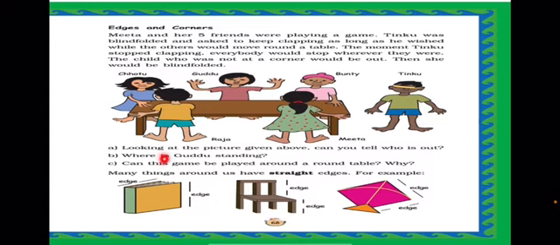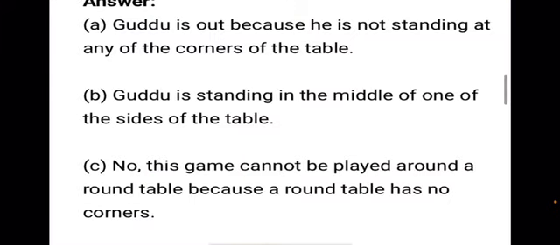So looking at the picture given below, can you tell who is out? Yes, Guddu is out. Where is Guddu standing? Guddu is standing in the middle of the table. Can this game be played around a round table? No, this game cannot be played around a round table because a circle does not have any edges and corners. So, start writing the answers in your textbook.